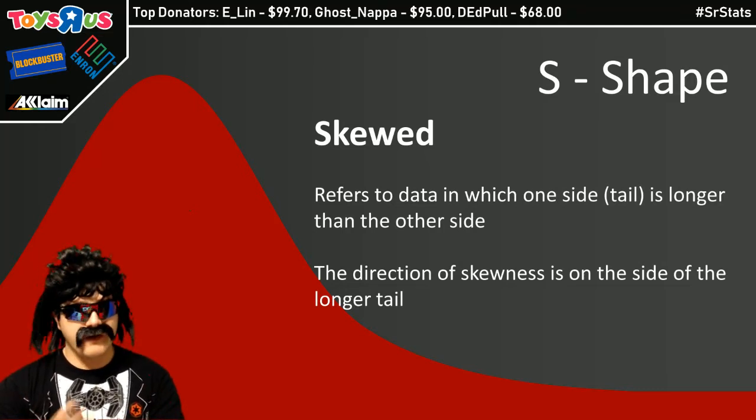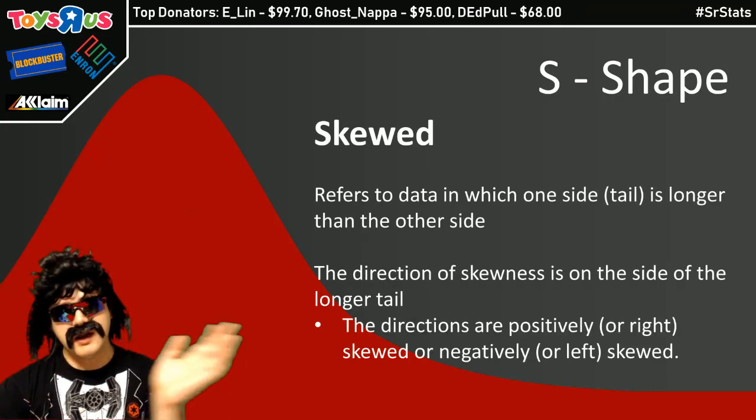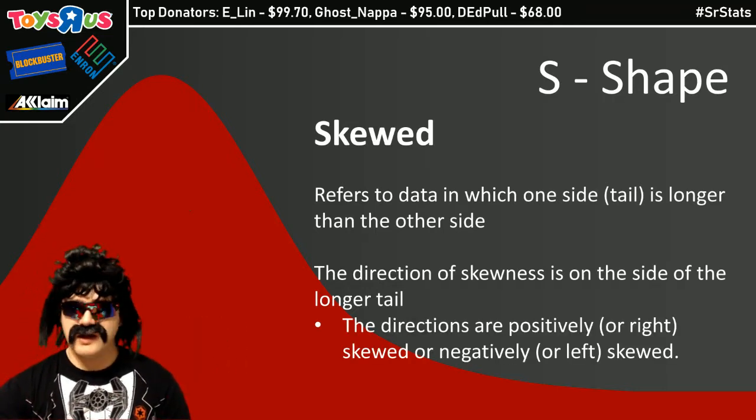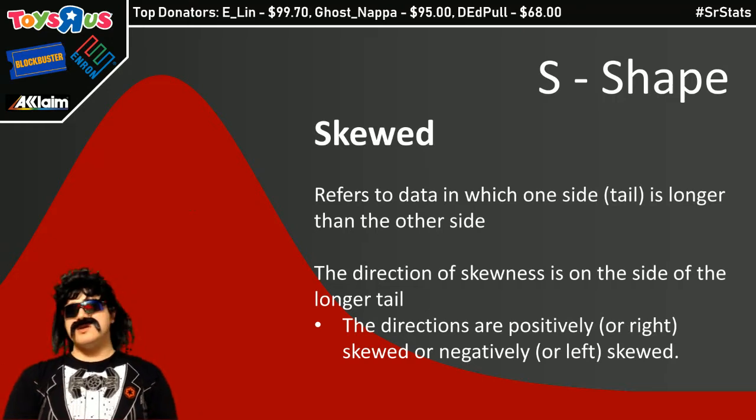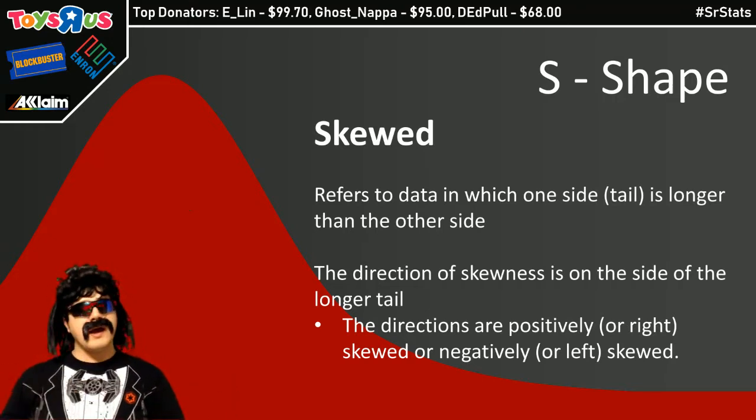If it's going to the right, then you'll say it's positively skewed. If it's going to the left, you'll say it's negatively skewed. Again, you can say skewed to the left, skewed to the right. It does not matter. Just basically you're talking about the way that tells you where that extra little bit of data goes.